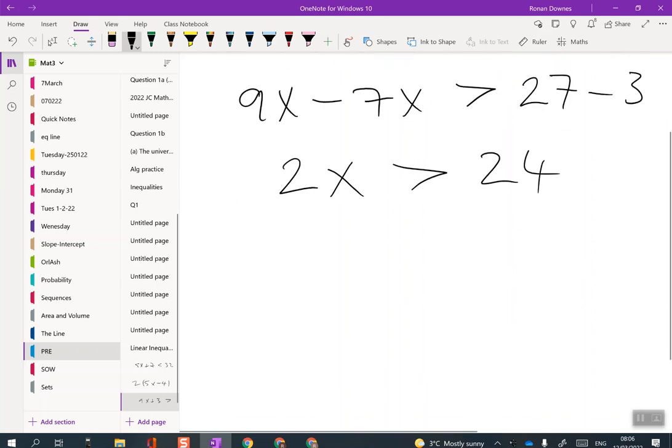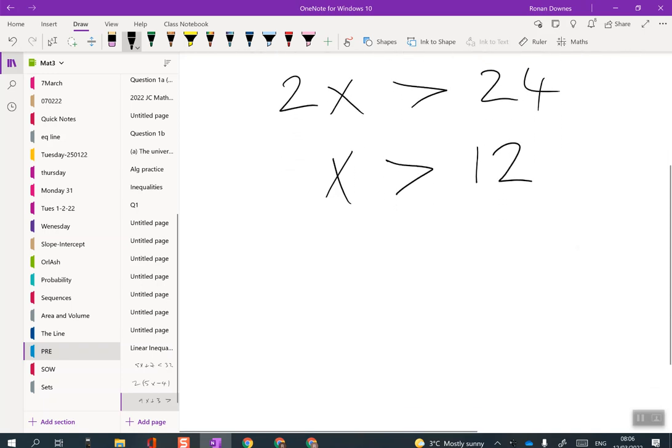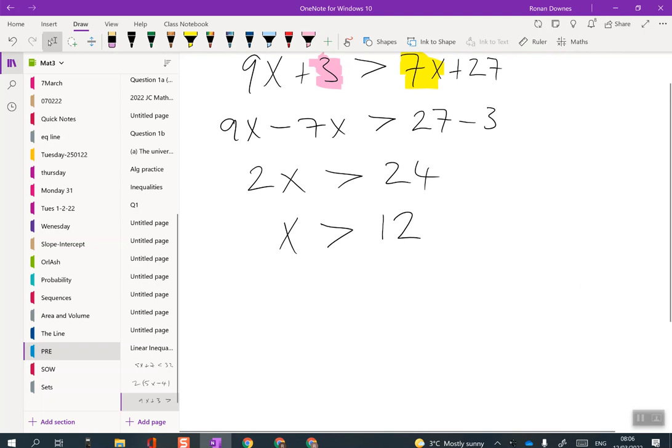Divide by 2. There you go. I did something there. I did my simplification. Oh, so bad though. Sorry about that. But that's okay. And go for the number bit first.